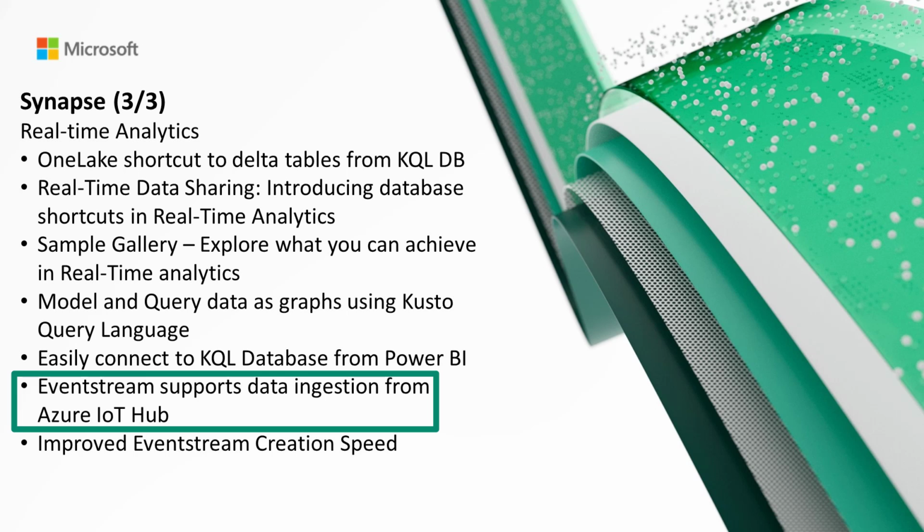Now, with Event Stream, you can create a custom app source or destination and select AMQP format connection string for ingesting data into Fabric or consuming data from Fabric.